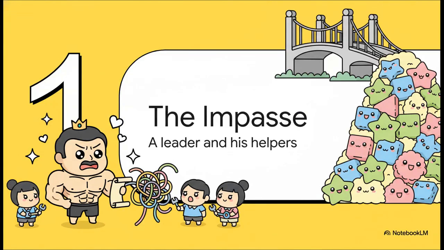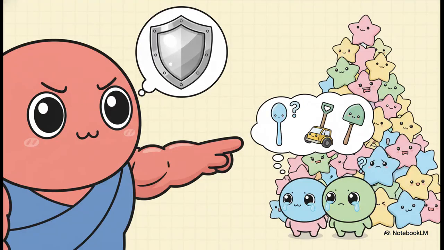So here's the scene. We've got our leader staring down a massive obstacle. He's got his team, they're ready to go, but they just can't seem to give him that simple, guaranteed plan he's asking for. He wants to know exactly how long is this going to take. But as helpers, they come back with, well, that kind of depends on the tools we use. Are we working with spoons here, or spades, or maybe even tractors?